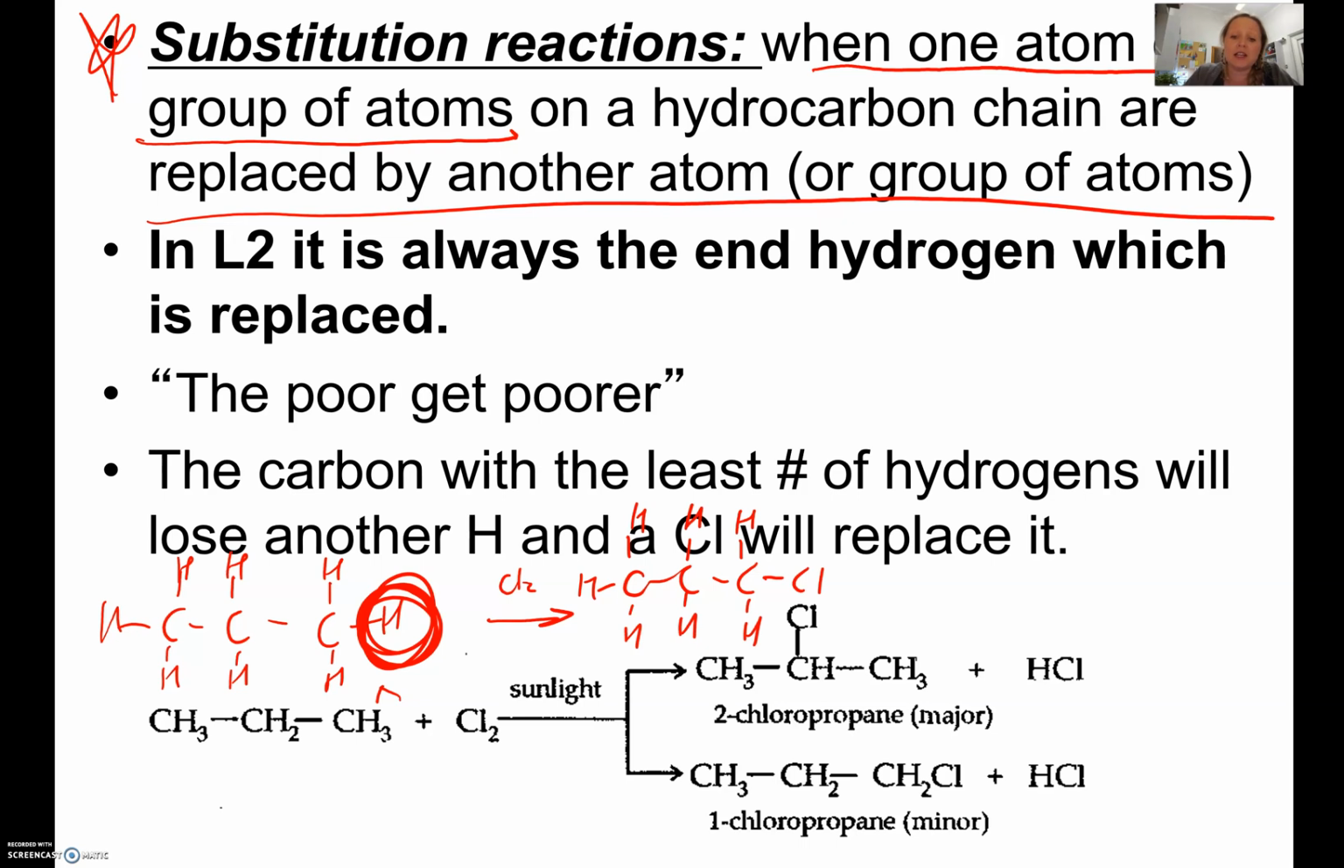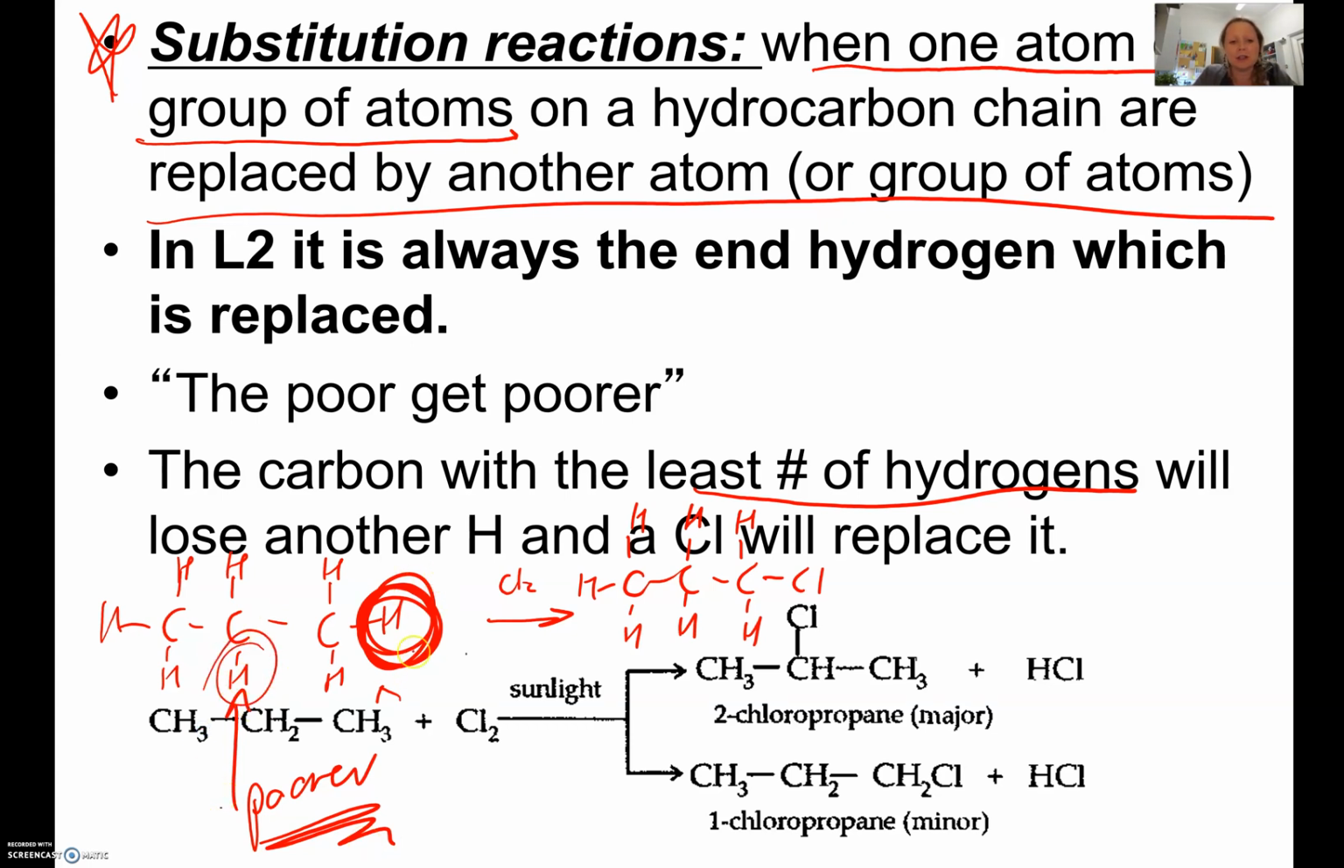Just to show you that actually there is a different rule that happens here to work out what should happen. Now again, this is not what you're going to get assessed on, but it's quite good to know. There's a wee general rule, which is the poor get poorer. Now you're never allowed to put that in an exam because we do deal with this rule somewhere else, which you do have to use. But it's simply that the carbon with the least number of hydrogens loses another hydrogen, and the Cl will replace it. So if we look here, you can see that this carbon on the end has 3 hydrogens and the carbon in the middle has 2. So technically this carbon is poorer. Okay, so this carbon will actually lose its hydrogen more preferentially.